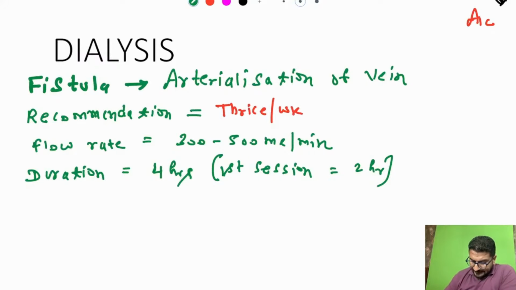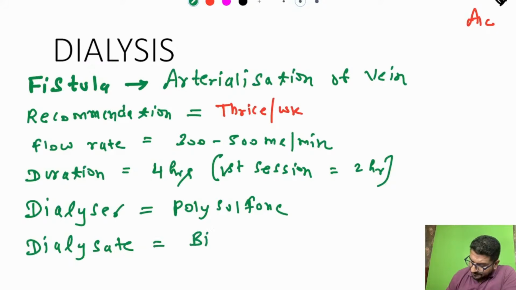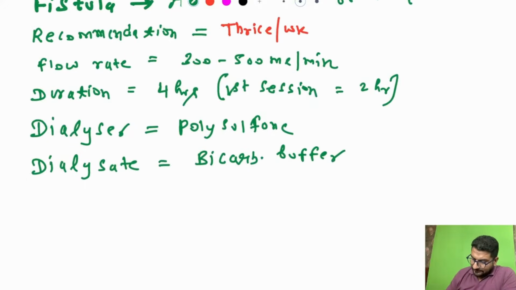Now they ask you like in dialysis what are the things we use, आप क्या क्या use करते हो. So understand this thing. In dialysis what we use, we have like dialyzer. This dialyzer is made up of polysulfone. Then we have dialysate. This dialysate is made up of bicarbonate buffer. Then understand we will also use heparin.